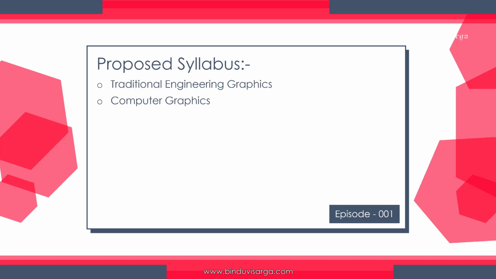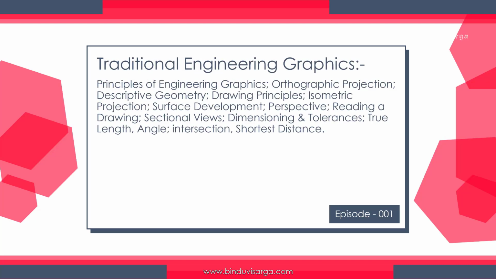Proposed syllabus of AICTE. The entire syllabus is divided into two parts: traditional engineering graphics and computer graphics. In the first part, traditional engineering graphics, we will have principles of engineering graphics, orthographic projection, descriptive geometry, drawing principles, isometric projection, surface development, perspective, reading a technical drawing, sectional views, dimensioning and tolerances, true length and angle, intersection, and shortest distance.